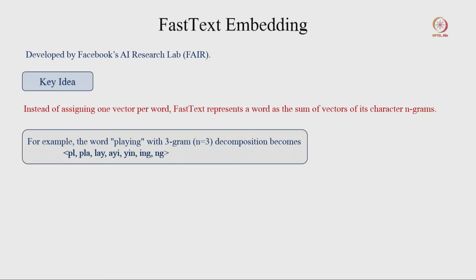For example, for the word playing with n equal to 3, the decomposition becomes: the first start token, then PL or PLA. Each time we are taking 3 characters at a time. So, this is the starting token and then PL, then PLA, LAY, AYI, YIN, ING, NG and the end token. So we are breaking it into small chunks which are made up of a few characters.